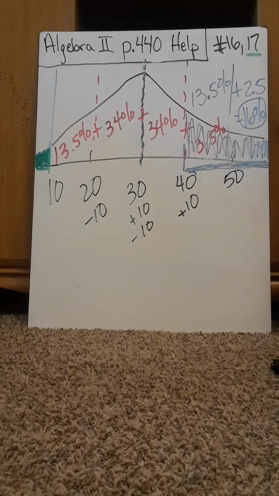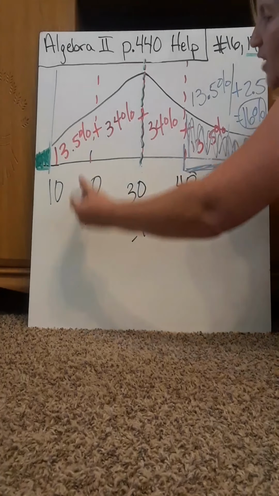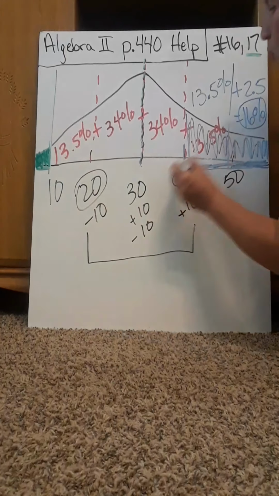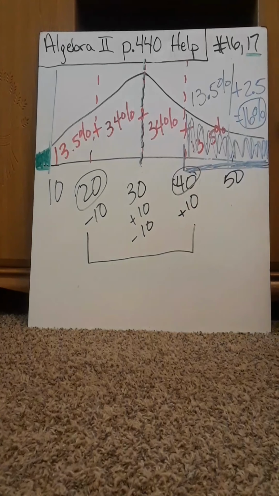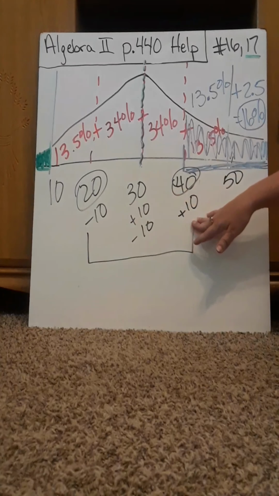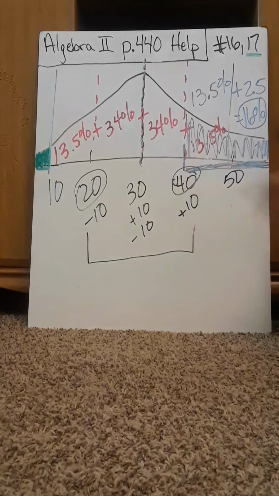If you add those together, that's 68% of your data. So the range of time spent doing homework that's in that 68% of your data is going to be your range of numbers from one standard deviation below to one standard deviation above. That's going to be your 20 and your 40. So 68% of your students are going to study between 20 and 40 minutes each night.